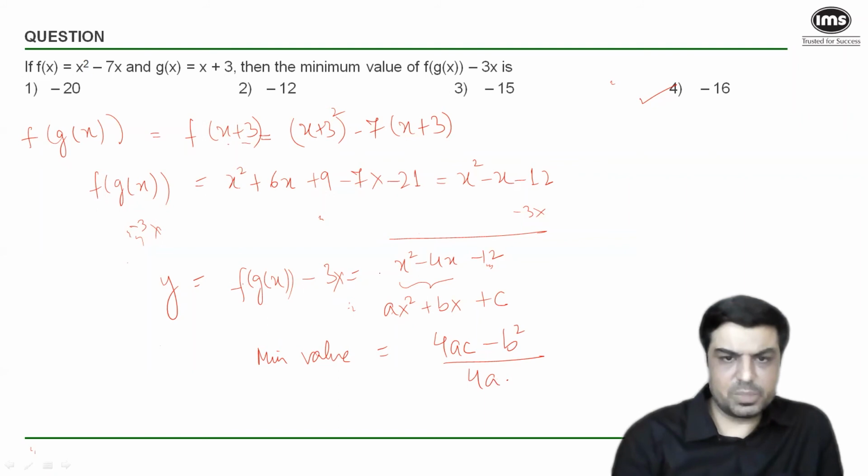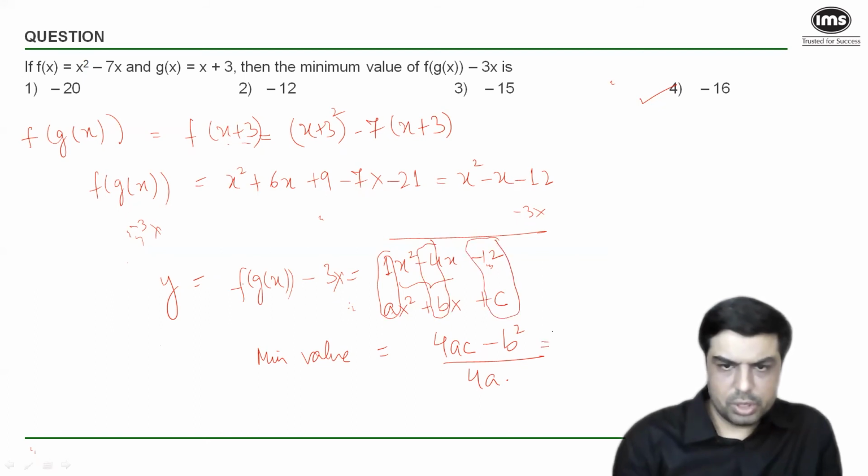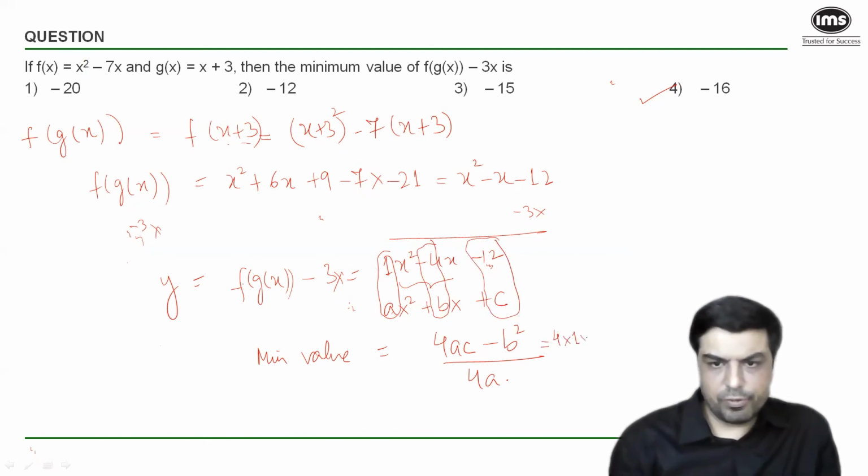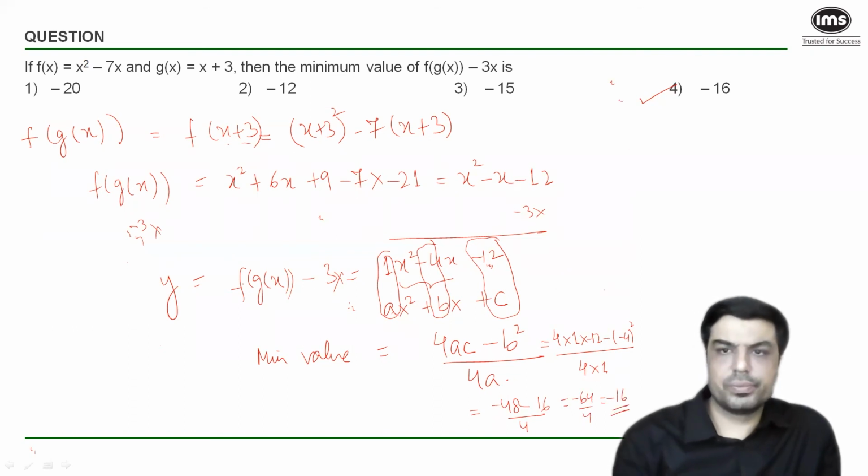If I compare the expression that I have to minimize with a standard quadratic, I can say that a is 1, b is minus 4, and c is minus 12. Substitute in this formula: 4 times 1 into minus 12 minus minus 4 whole square, upon 4 times 1. That is nothing but minus 48 minus 16 by 4. That is minus 64 by 4, or minus 16. That is our answer.